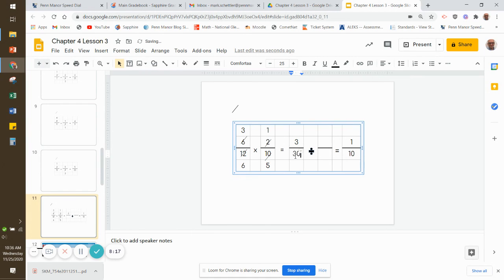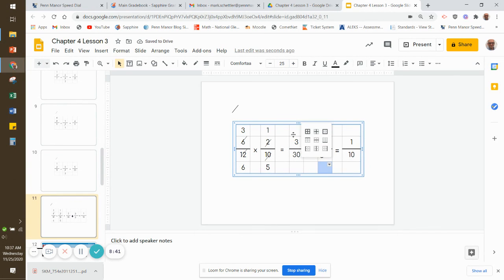Now, when I look at this fraction here at the end, 3/30ths, do 3 and 30 have any common factors? And yes, they do. 3. So I can divide both the top and the bottom by a little 3. I don't know why it's so little. Let's make it bigger. Grow, little 3, grow. There we go. It's better. So we're saying 3 divided by 3 is 1, and 30 divided by 3 is 10. There, I just reduced a fraction to its simplest form.